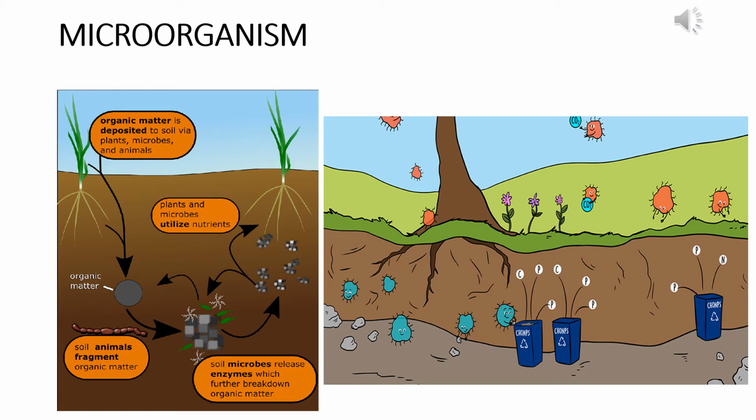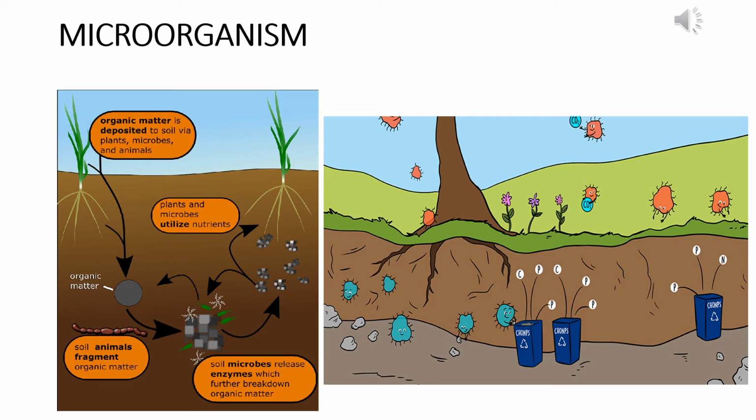Apart from the plants and the animals, the ecosystem also has some invisible organisms which are called microorganisms. The microorganisms include the bacteria, the virus, the protozoans, the algae, etc. We cannot see them with the naked eye, but we need a microscope for observing them. The microorganisms are present everywhere, in the water, in the air, in the soil.